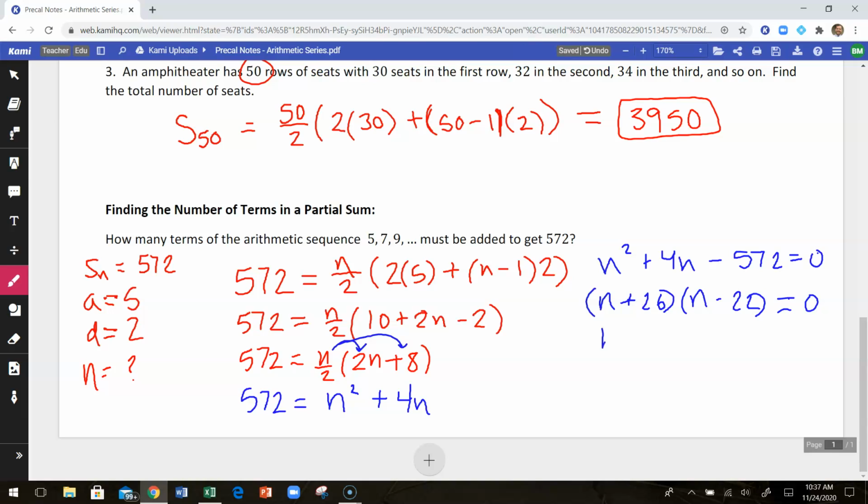So if I set those equal to 0, I get that n equals negative 26 and n equals positive 22. Well, those would be the solutions to that quadratic, yes. But what makes sense here? We're looking for the number of terms of a sequence, so a negative value does not make sense. So that tells me that we have to add together the first 22 terms of this sequence in order to get a sum of 572.